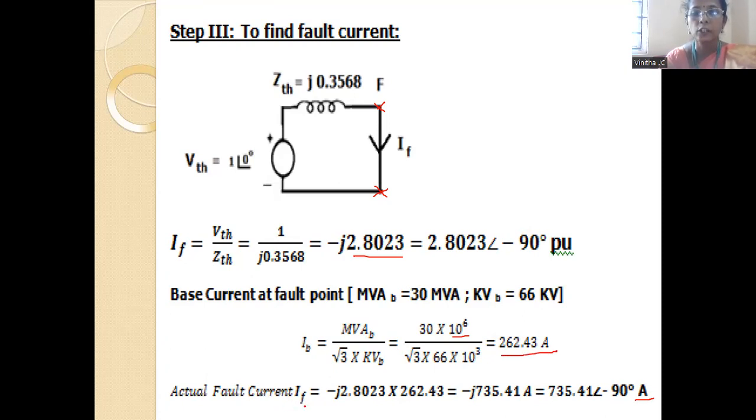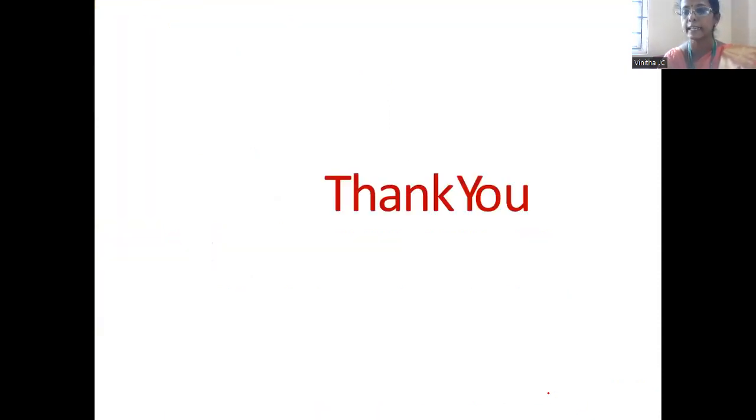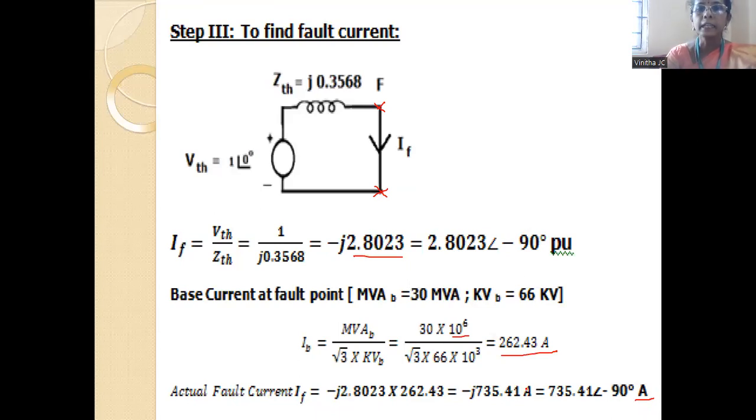So the total fault current, the actual value of fault current, is equal to the per unit value into the base value, that is 735.41 angle of minus 90 degrees amps. So this is the value of fault current IF. So by applying Thevenin's theorem here, the fault current is calculated. If it is in per unit, we can take the ratio of VTH by ZTH. Or if you want to calculate the fault current in its actual unit, then we multiply the per unit value of the fault current with the base value, so that we get the result in terms of amperes. Thank you.